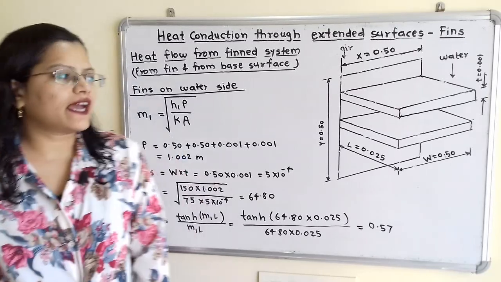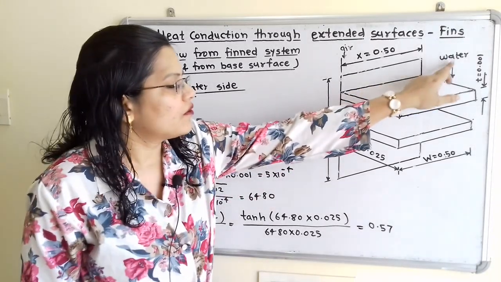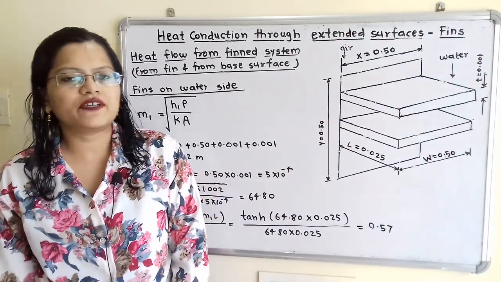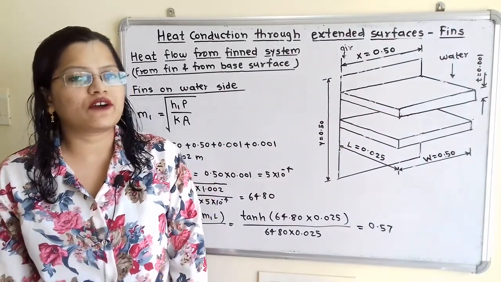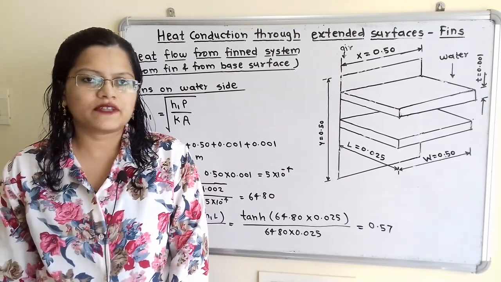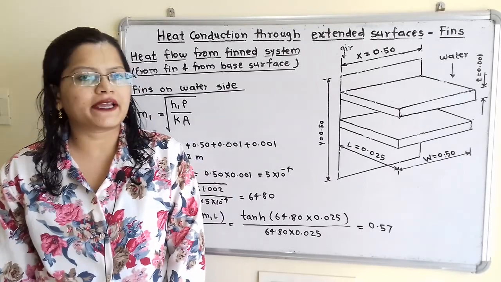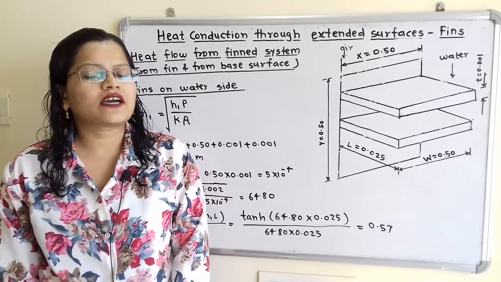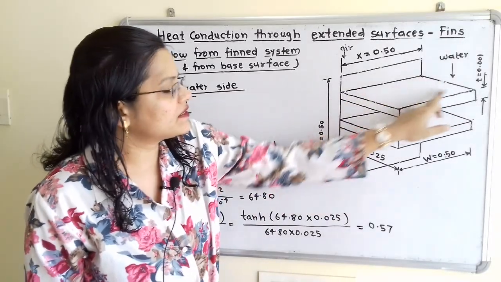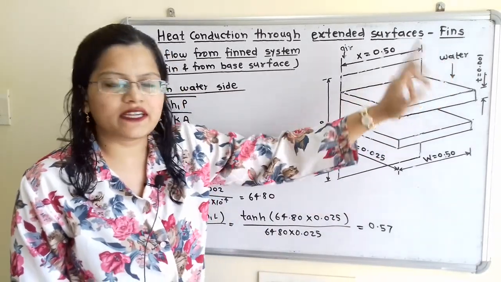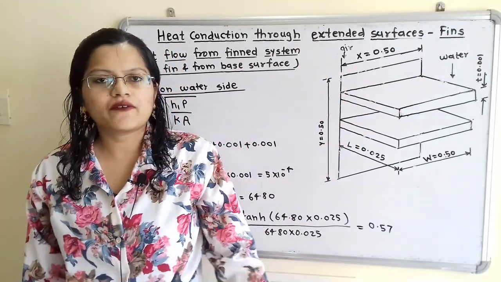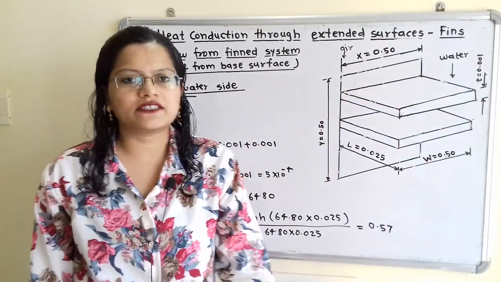To calculate the effective area for heat transfer, we will first calculate the efficiency of fin. If we observe the diagram, here this water is on the fin side. So how to calculate the efficiency of fin? For that we first have to find the value of M. What is the formula of M? That is under root of Hp by Ka. H is the convective heat transfer coefficient. Water is on the fin side, so there is convective heat transfer from this water towards the fin. So we will refer to it with suffix 1, that is H1.